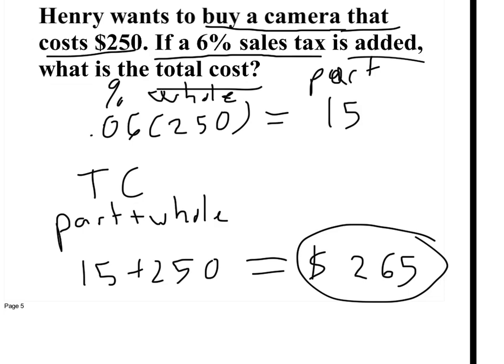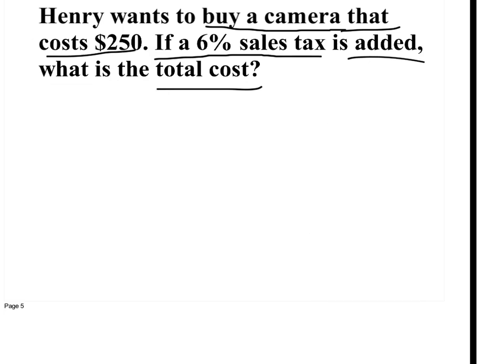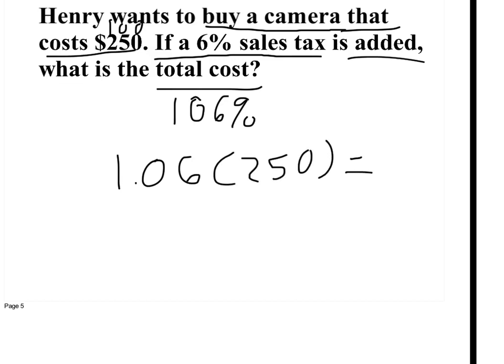Here's the other way. What you do is you have to think, what is the percentage of $250? Like if I was to say, what percentage of 250 is 250? 100%, right? Your sales tax is what percent? 6. So your total cost is going to be what percentage of the 250? 106%, right? Your 100% for the camera plus your 6% for the sales tax. So all you have to do is take 1.06 and times it by 250. That also is going to give you your total cost. Do you know what 1.06 times 250 is? 265.